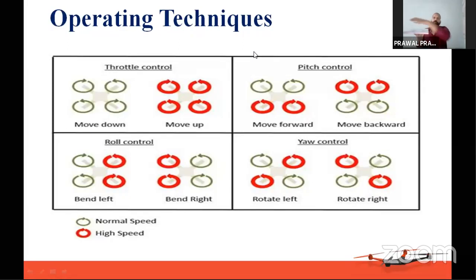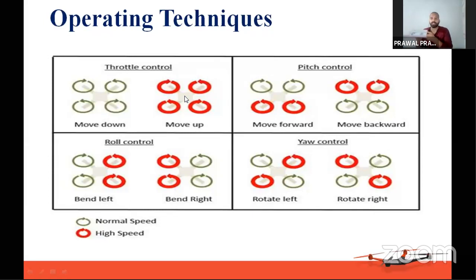When all four motors are at slow, normal speed, your drone will come down slowly. When all four motors are moving high, that is the throttle I'm talking about. Red means high speed, so your drone will go straight up. You need to move all four motors slow to come down, and all four motors high to go up.